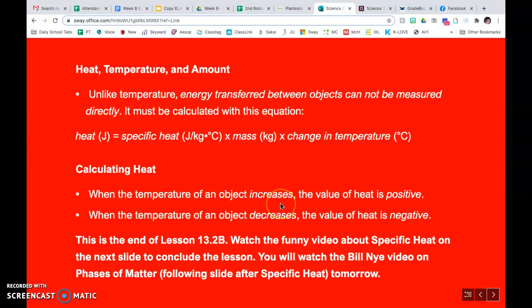When the temperature of an object increases, the value of heat is positive. When the temperature of an object decreases, the value of heat is negative. So you can think of this as a number line. And on that number line, you have 0 in the middle with your positive numbers going up, your negative numbers going down. So when the temperature increases, it's going up. So that would be your positive value. When the temperature decreases, it's going down. That would be your negative value.